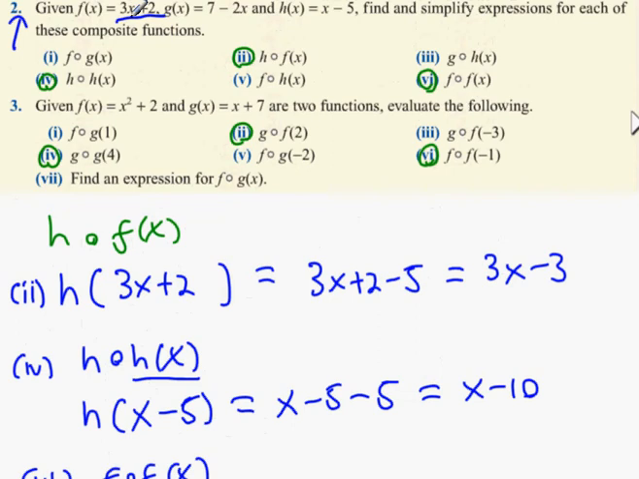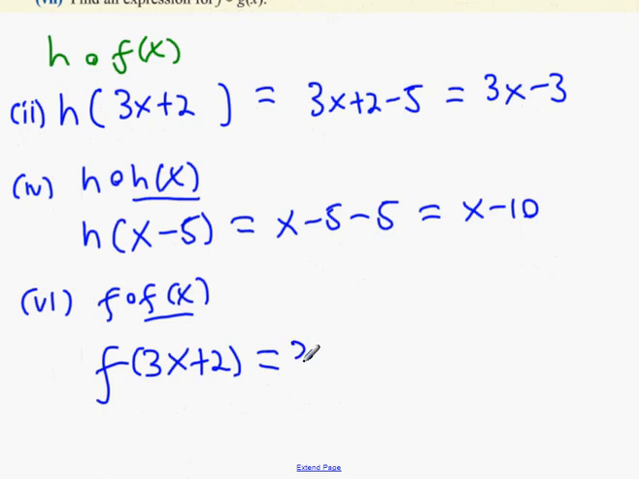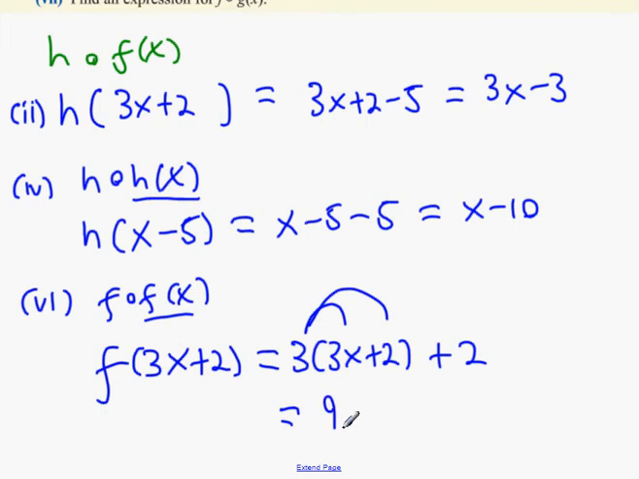No. See the way the x is up the top here? Whatever is in the bracket, you multiply that by 3 and you add on 2. That's what it means. So what's in the bracket is 3x plus 2. You've got to multiply it by 3 and then add on 2. Okay? And what do we get? 9x plus 8.